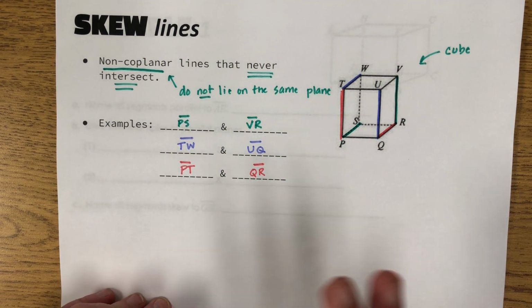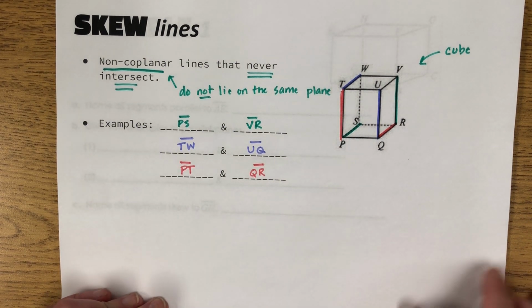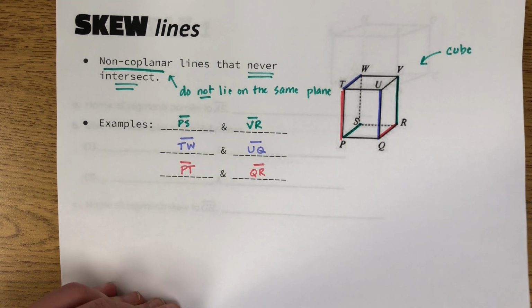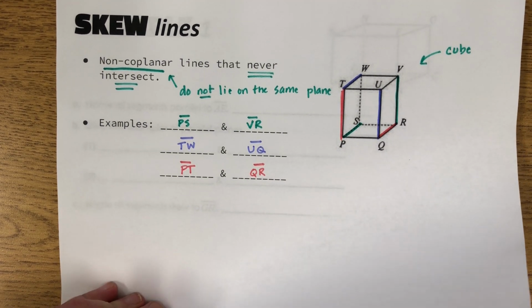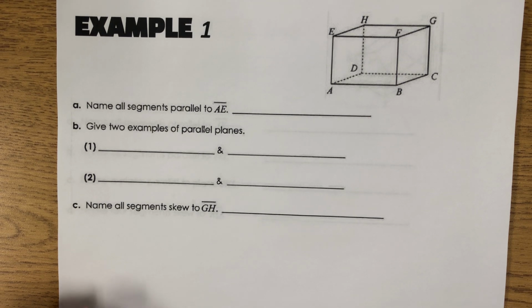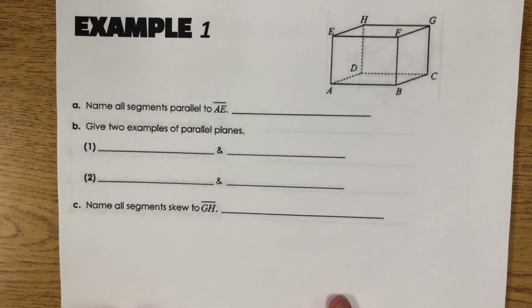Okay? So those are an example of our skewed lines, and we're going to have to be able to identify those in a little bit. So let's move on to example 1. Example 1 is we are going to name all the segments parallel to AE.